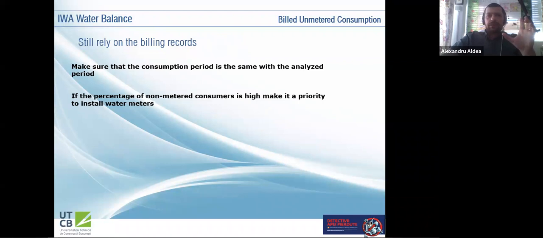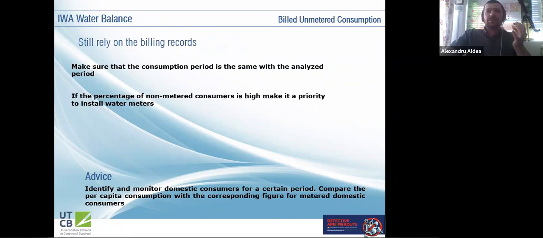Now, the billed unmetered consumption is sometimes directly linked with, or depends on, how many consumers are unmetered. So if the percentage of non-metered consumers is quite high in your network, please make it a priority to install water meters. And then you'll have a more accurate figure about what is considered consumption in your system. Okay?